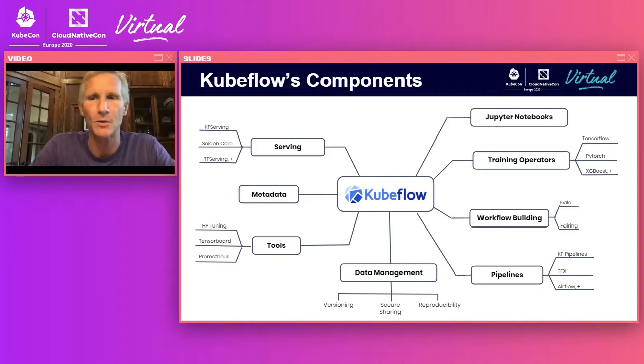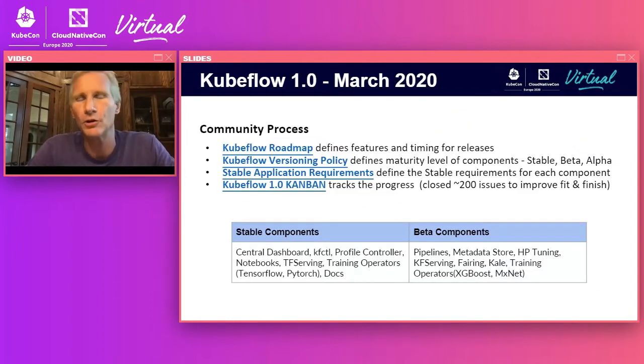Let's continue down our path and look at what happened with Kubeflow 1.0. Kubeflow 1.0 was our 8th release. It was delivered in March of 2020. As important as all the software deliveries that we did, which included almost 200 issues delivered to improve the fit and finish, was the process that the community agreed upon.